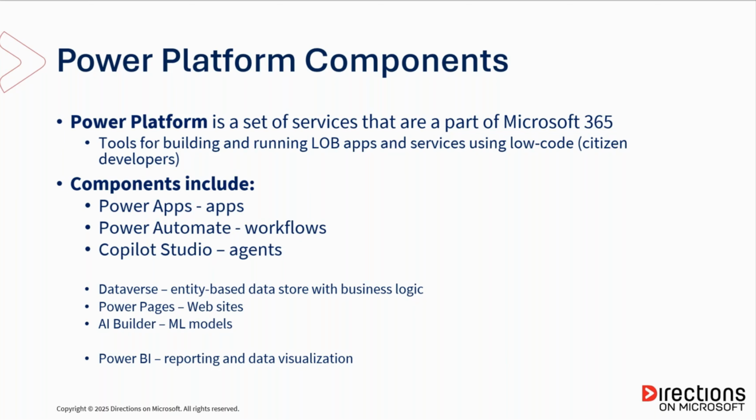I list Power Platform components here, with the first three a bit larger, since those are the ones I'll be focusing on today. Power Apps is a service for creating line of business apps. And Power Automate is a service for creating line of business workflows. Copilot Studio is a service for creating intelligent agents that assist users via natural language interactions. And these agents can use AI and integrate with Microsoft 365 Copilot.